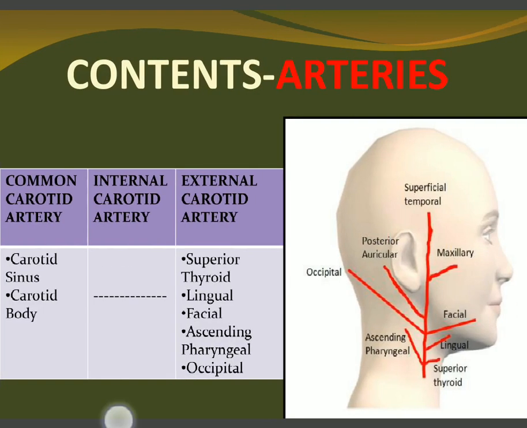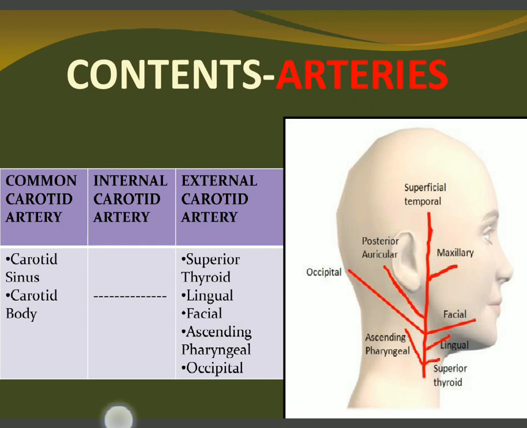Now the contents of the carotid triangle. As the name suggests, because it is a carotid triangle, it contains the carotid artery. It contains the common carotid artery. It contains the carotid sinus and carotid body. It contains the internal carotid artery, and it contains the external carotid artery.